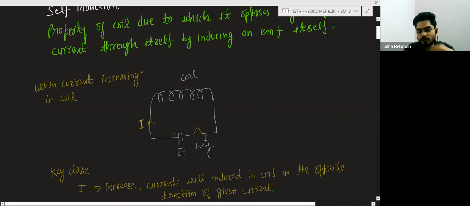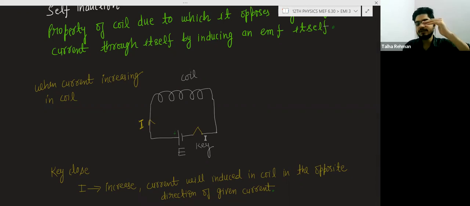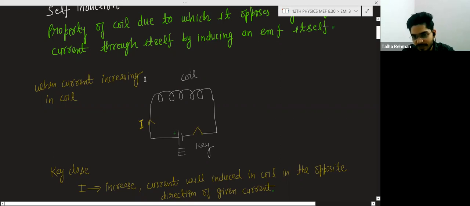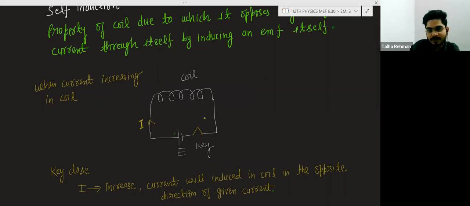So basically, when you just close the key, the current will start increasing from 0 to some value. So you can say the magnetic field starts increasing in this coil. And we know that magnetic field is directly proportional to the current, and magnetic flux is directly proportional to magnetic field. So you can say that magnetic flux here will be directly proportional to the current.